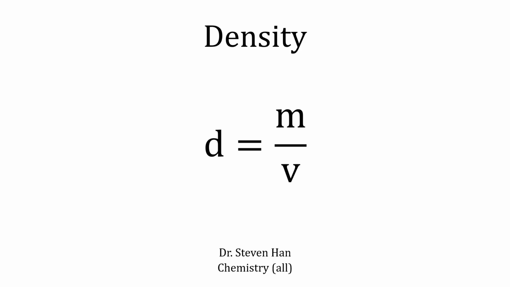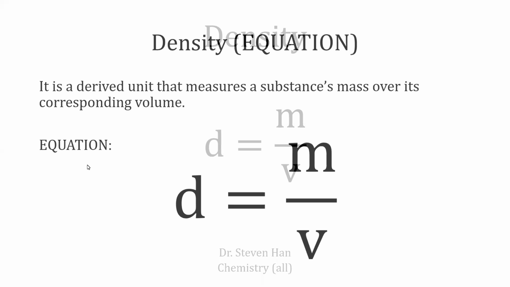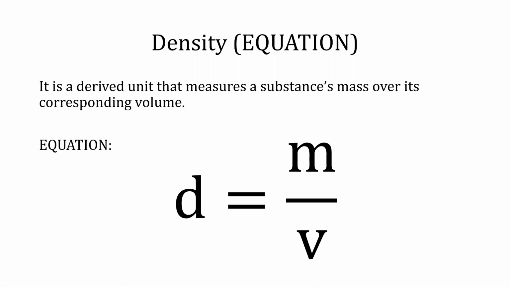This lecture is on density. Density is a derived unit that measures a substance's mass over its corresponding volume. The equation for density is d, for density, equals m, or mass, over v, or volume.